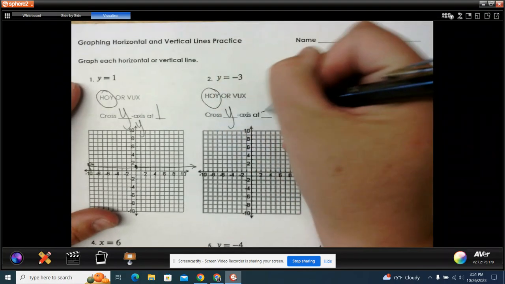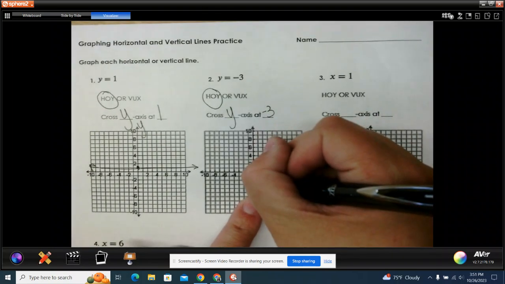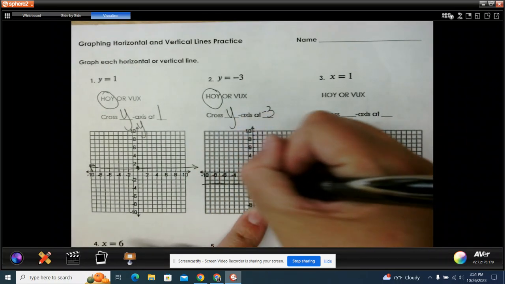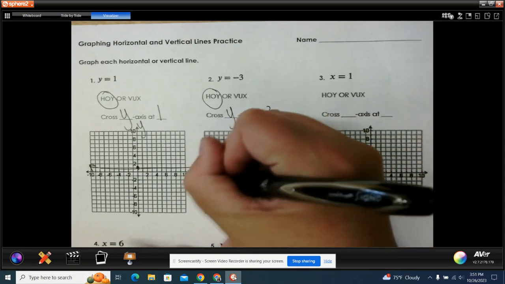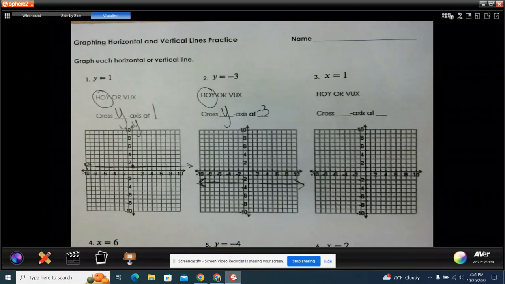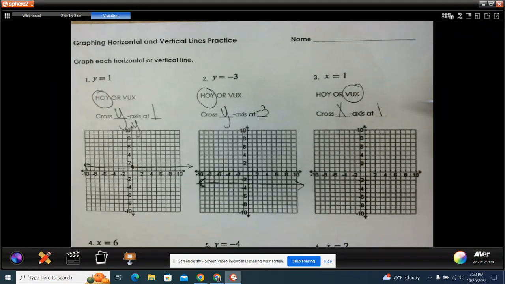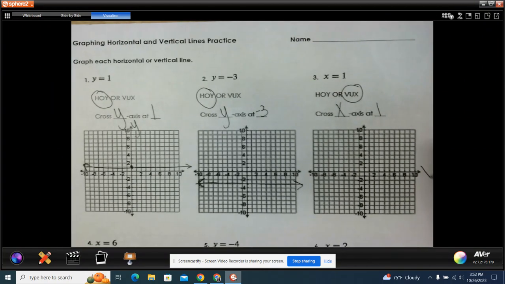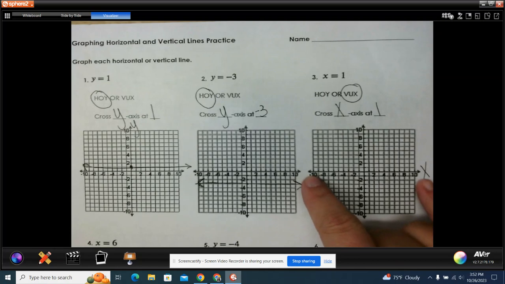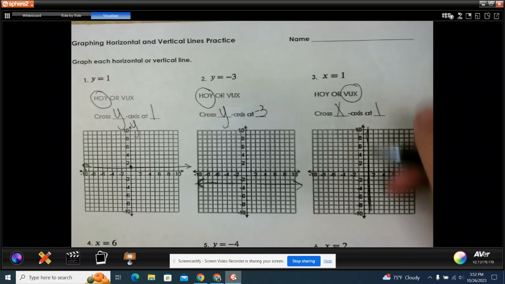It's going to cross the y-axis at negative 3. So we're going to find negative 3 and then draw a line for our equation, y equals negative 3. Number 3, x equals 1. This is going to be a VUX. It's going to cross at the x-axis at 1. So our x-axis is the one that goes across from left to right. So we're going to find 1 on our x-axis, and then we'll draw a vertical line going up and down.